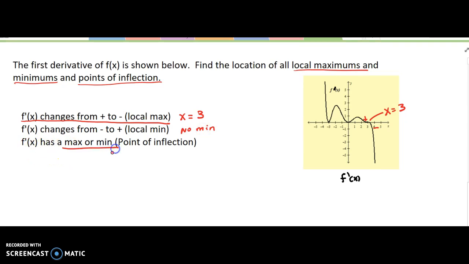So we're looking for a max or min for a point of inflection. I see 1, 2, 3, 4. And now I just have to figure out about what those x coordinates are. For sure I have 1 at negative 3. This one looks like it's at negative 2. 1 at 0. And one between 1 and 2, we'll call it 1.5. So there were 4 points of inflection, 1 max, and no mins.